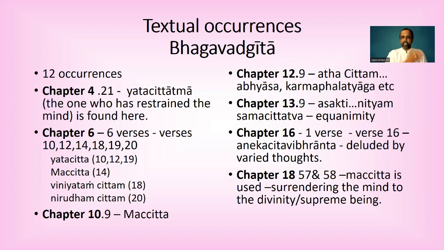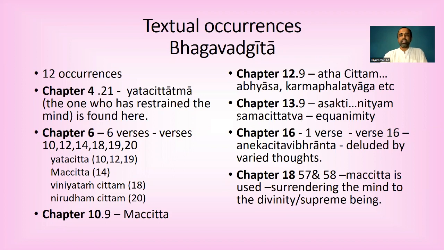So various methods: abhyasa yoga, karma phalatyaga, doing actions for the Bhagavan and also renouncing the results of the action and surrendering the results of action through Bhagavan. So all these are the graded methods to attain chitta samadhanam given by Sri Krishna in the 12th chapter.